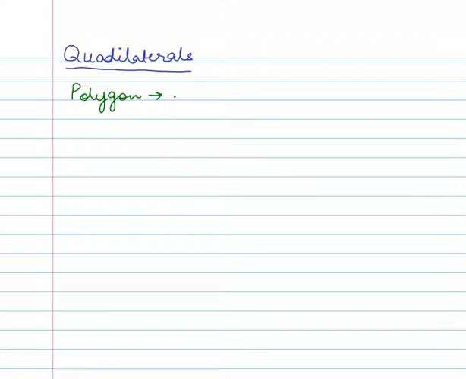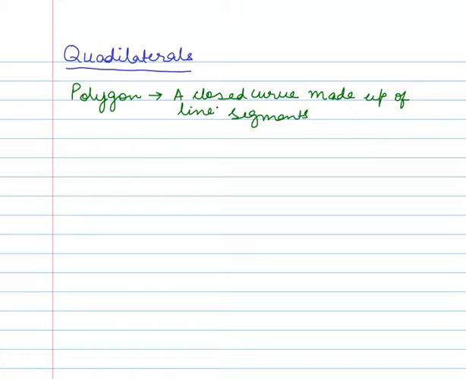A polygon is a closed curve, made up of line segments. Now there can be a closed curve like this. This is a closed curve, right? A closed curve means which is closed. Now this is an unclosed curve, and this is also a closed curve, right?